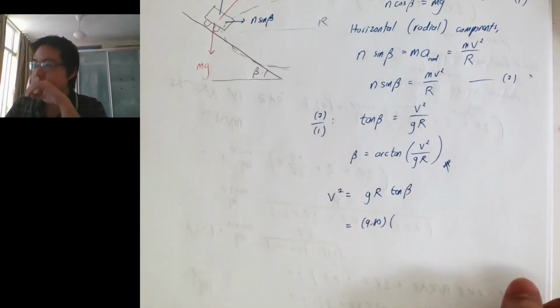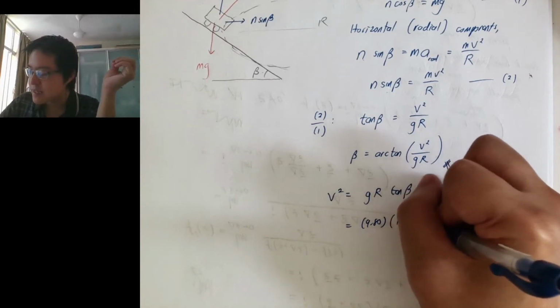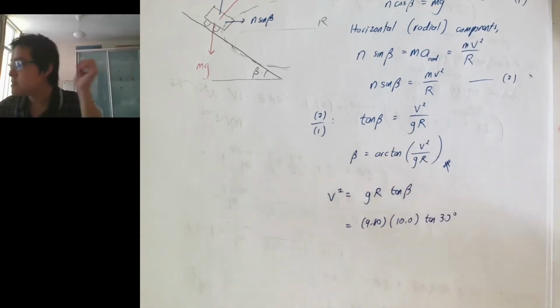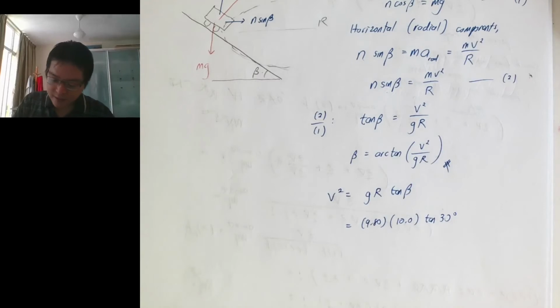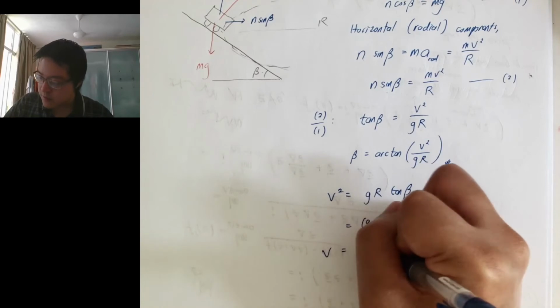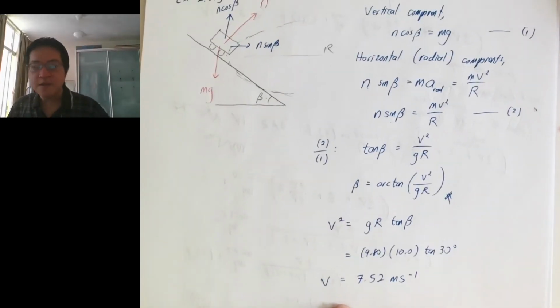Let's say the radius of my turning circle is, I don't know, let's make it 10 meters, and then I have tangent 30 degrees. Let's see how fast we need to drive. 9.8 times 10 times tangent 30. The square root of this is 7.52 meters per second. So you need to drive at exactly 7.52 meters per second so that there's no friction anywhere.